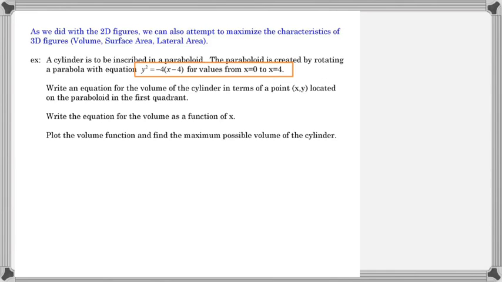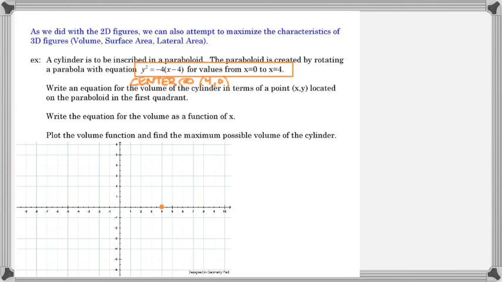Alright, we can do the same thing that we did before with the rectangle, except do it in 3 dimensions and look at something like a cylinder. But the cylinder is within a paraboloid, and it's created by rotating this parabola from this equation: y squared is -4 times (x minus 4), from these values. We want to write an equation of the volume in terms of a point located on the paraboloid in the first quadrant. So the way this is going to work, I have a center.